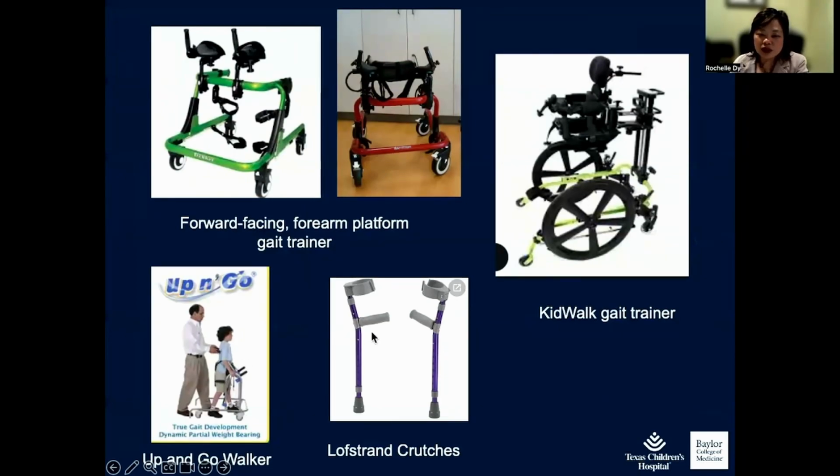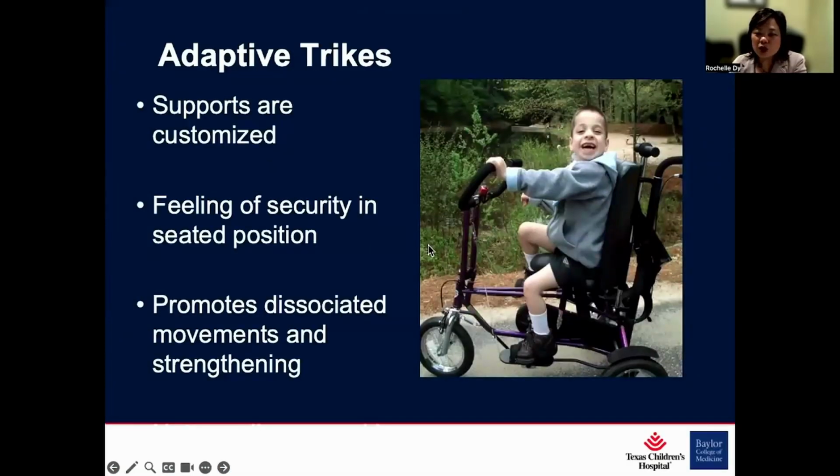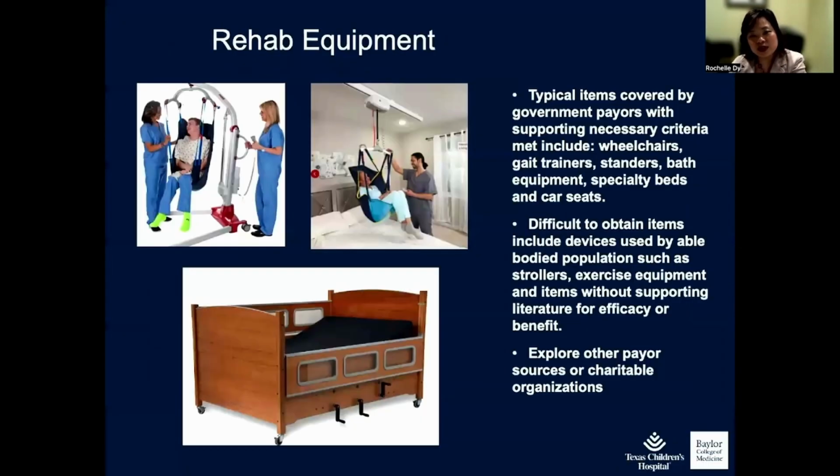And for those who also have a higher level of strength, they can even try Lofstrand crutches as a gait aid. And of course, we also want to make it fun and more motivating, so adaptive trikes are a good addition. They are usually customized to the height and the support that's needed. This also helps promote dissociation of the movements, overall strengthening, and physical activity that the child can join in with the family as well.